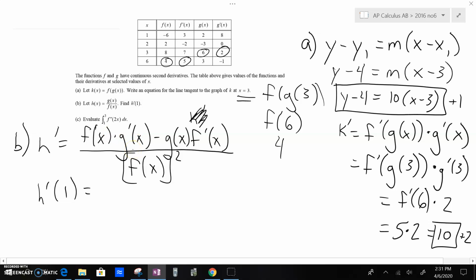Well, f of 1, that's a -6. So there's our negative 6. And then g prime of 1, that's a 2. So I've got -6 times 2. And then I've got minus g of, oops, that wasn't g prime. G prime is 8.